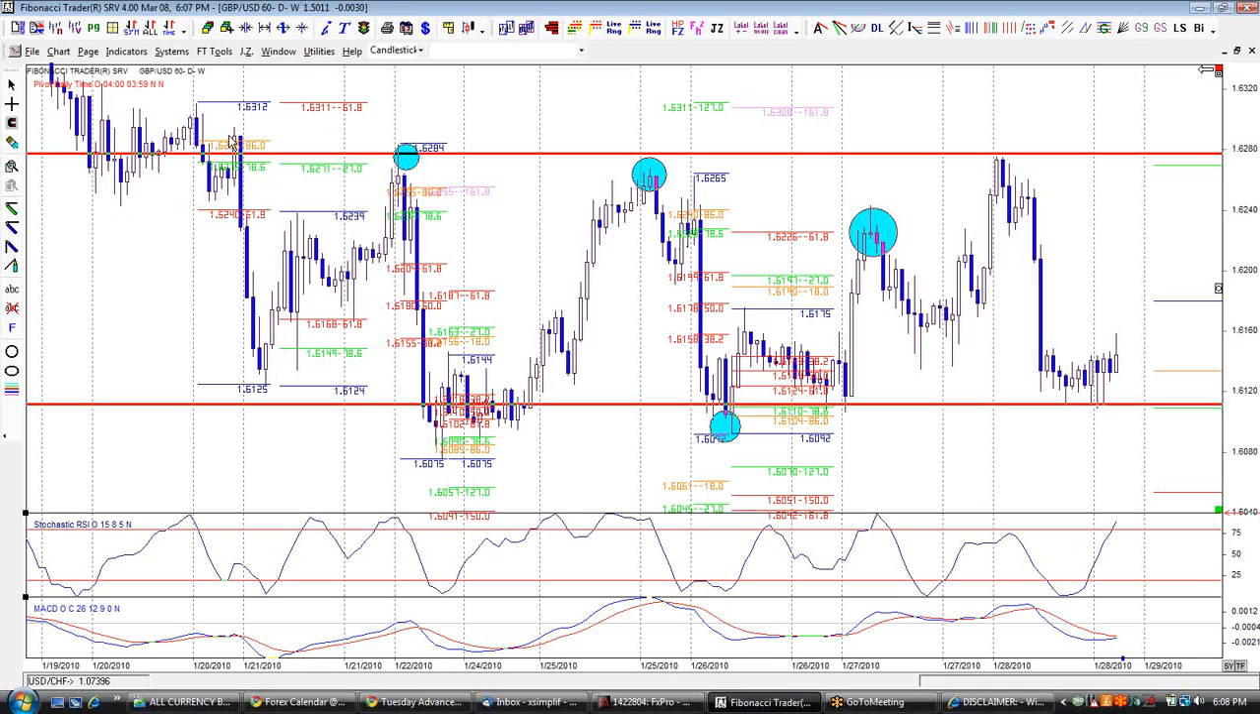This is pound dollar chart, 1 hour chart. This is alt. But I'm just pointing at this consolidation here. There are a lot of different ways to trade consolidation.